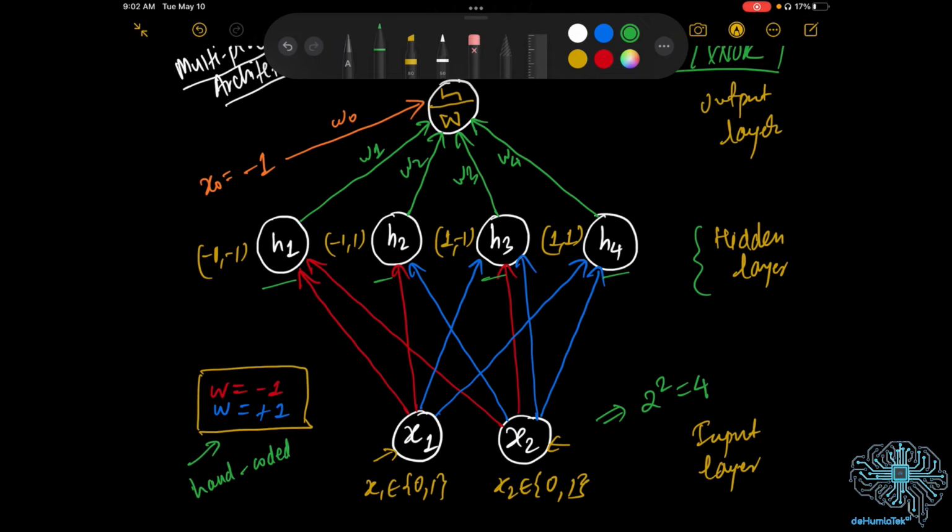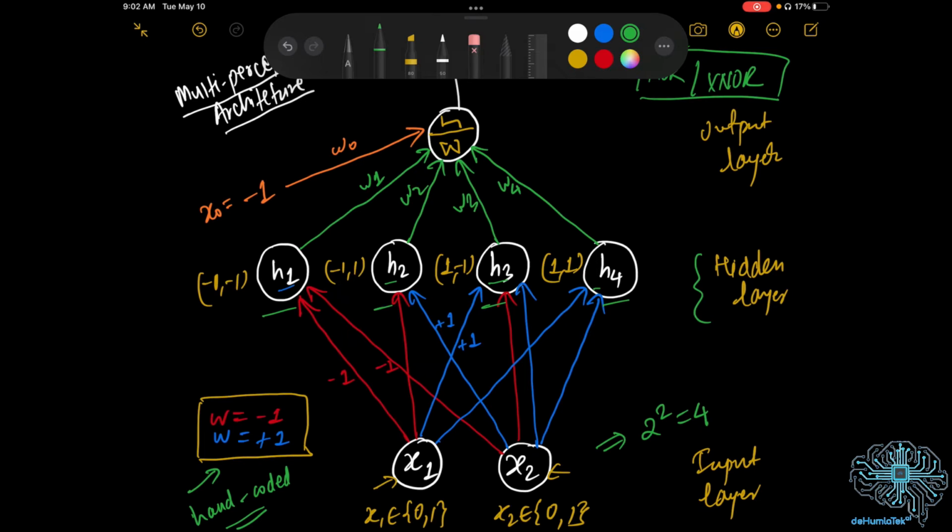First, for simplicity in understanding the whole architecture, these are just hand coded. I have assumed the red line as the negative one and the blue line as the positive one. So these are the weights: this one is -1, this one is -1, and this one is +1. These are the hand-coded weights. Let's assume H1, H2 to be the hidden perceptrons.